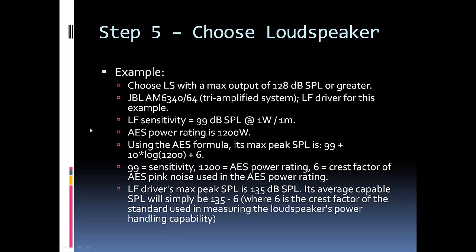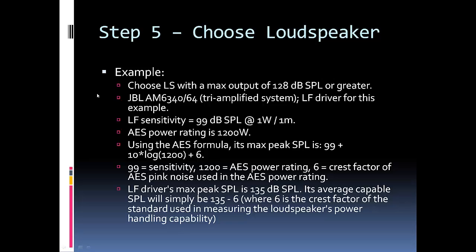It gets a little complex here, but we'll break it down with an example of the JBL AM 6340/64. It's a tri-amplified system, so it has a separate low, mid, and high driver. In this case, we're just going to look at the low frequency driver because they tend to be the least sensitive. But when you're doing this for real, you're going to have to do the same calculation for the low, mid, and high frequency drivers to make sure that in all frequency bands, the output capability of that loudspeaker is what you need it to be. The lows, mids, and highs will all have to produce the same output level that you need at that given location.